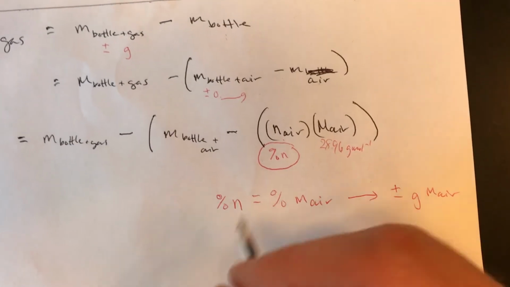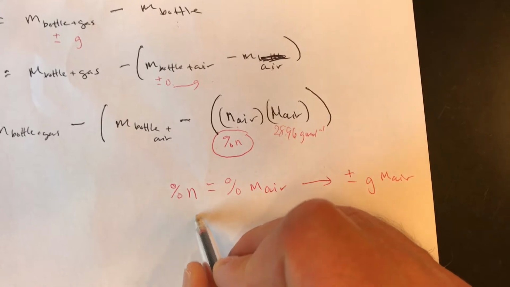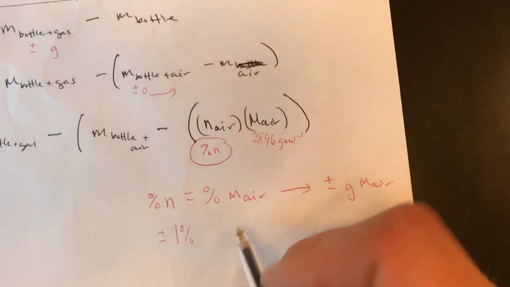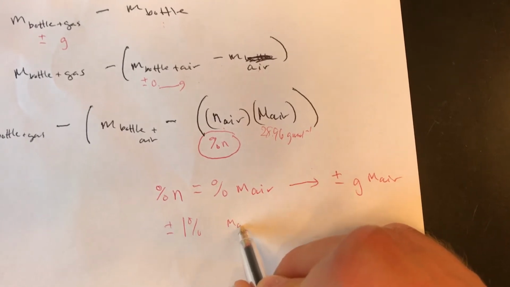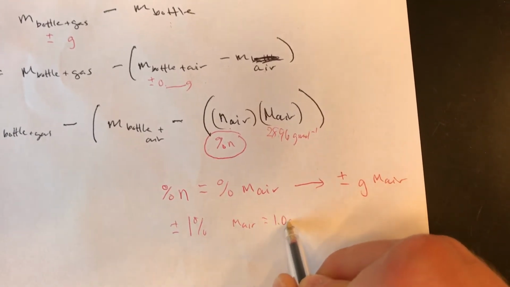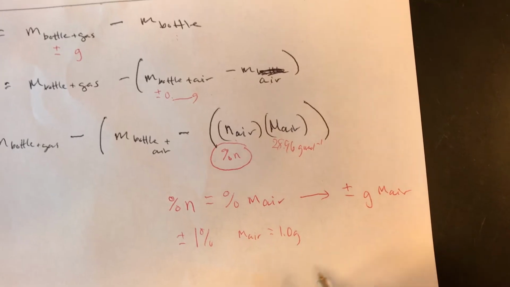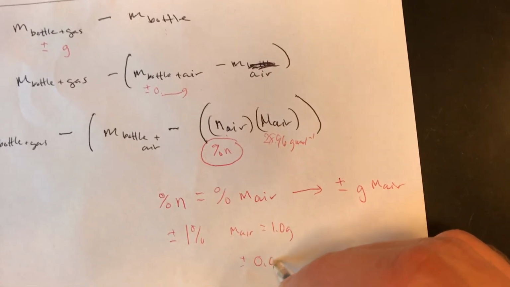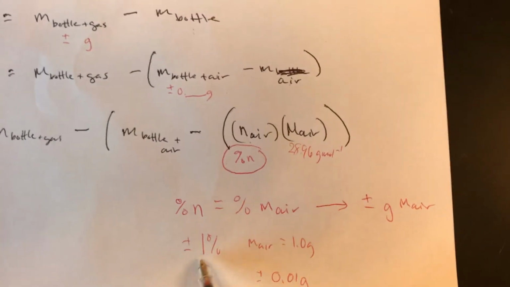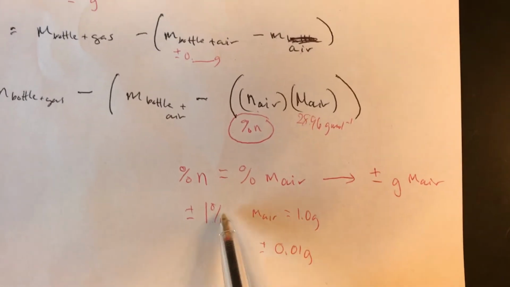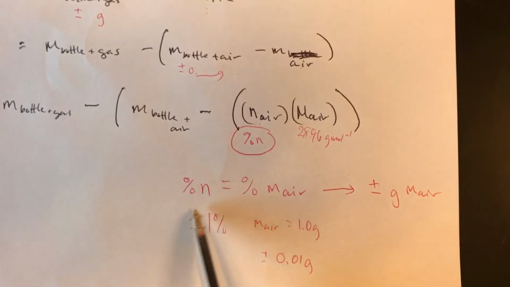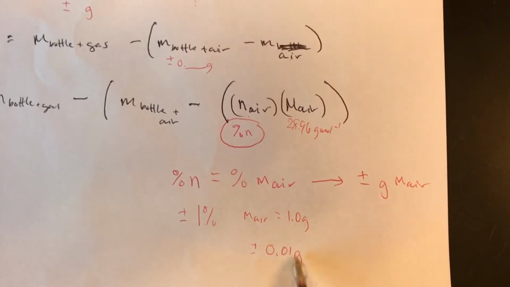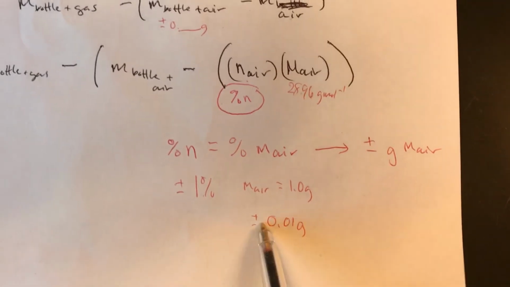How do you do that? Well, let's say we have 1% uncertainty on the mass of air, and let's say the mass of air is 1 gram, just to make it nice and simple. What's 1% of 1 gram? It would be plus or minus 0.01 grams. So just like you would do a percentage into a regular uncertainty before, make it a decimal, 0.01, times the actual mass, and you get the uncertainty as an absolute uncertainty.